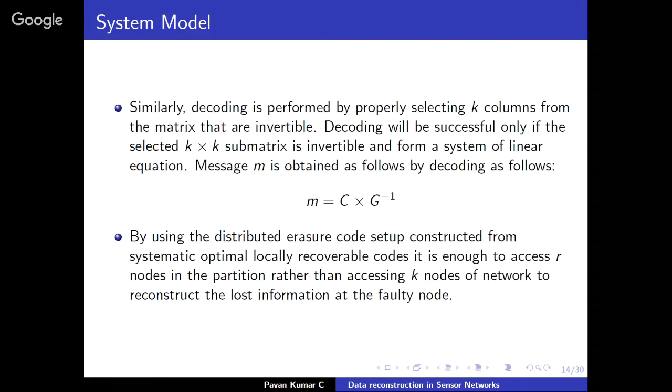Similarly, decoding is performed by properly selecting k columns from the matrix that are invertible. Decoding will be successful only if the selected k cross k submatrix is invertible and forms a system of linear equations. The message M is obtained as follows by decoding. It is given by this, and the major condition is that the matrix G is invertible. By using the distributed erasure code setup constructed from the systematic optimal locally recoverable codes, it is enough to access r nodes in the partition rather than accessing k nodes of the network to reconstruct the lost information at the faulty node.